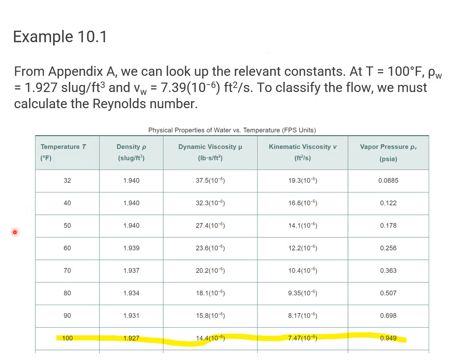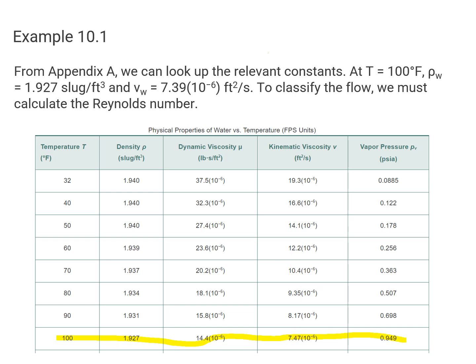So first we need to go to Appendix A, and we can look up the relevant constants. At 100 degrees Fahrenheit, the density of water is 1.927 slugs per cubic foot, and the kinematic viscosity is 7.39 times 10 to the minus 6 square feet per second. There's a plot back in Appendix A of temperature versus all these different parameters, so you can look these up. Here is the density, and here is the kinematic viscosity.